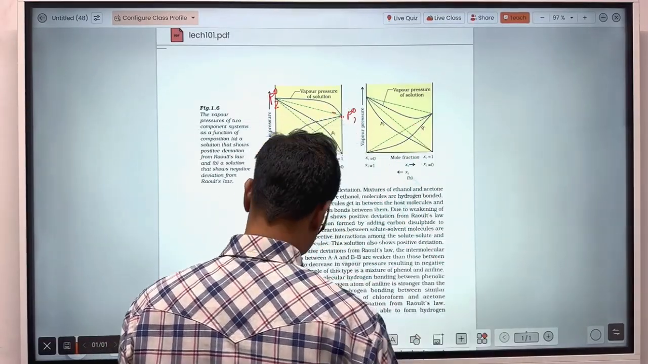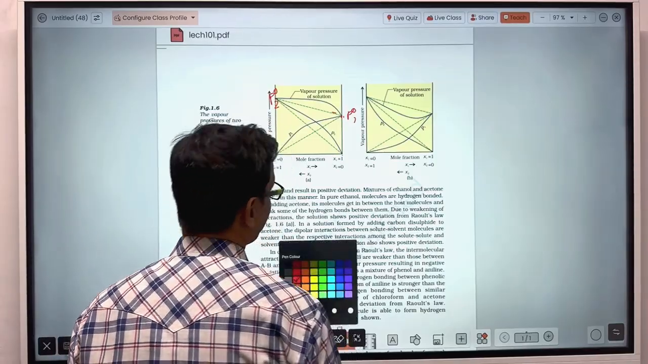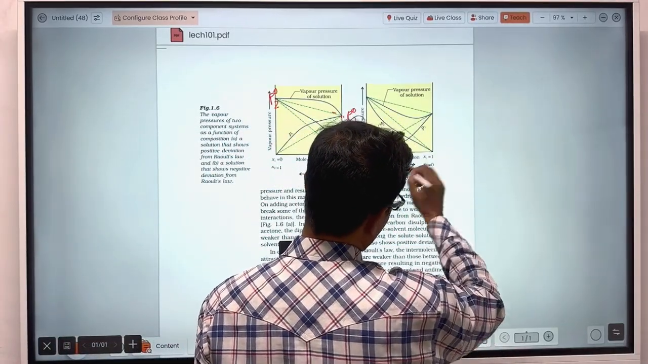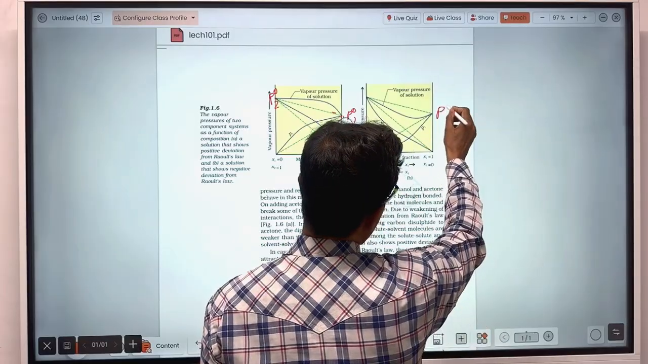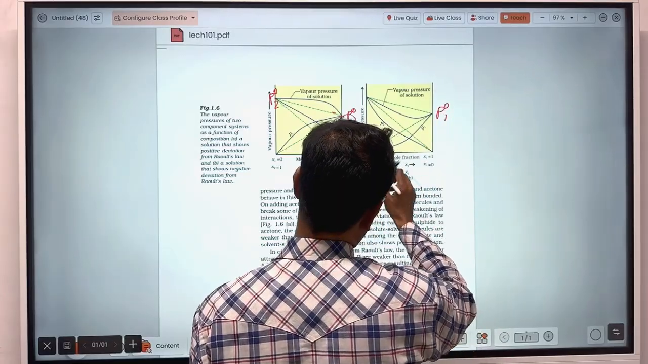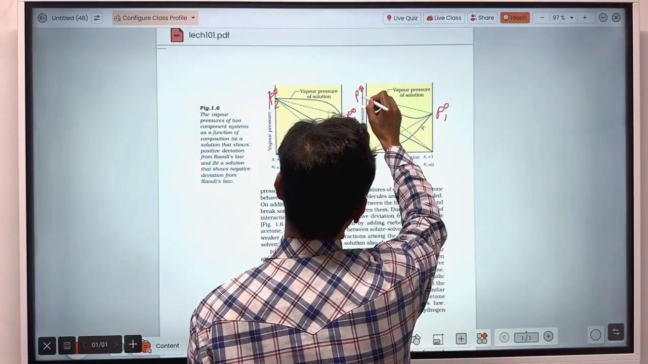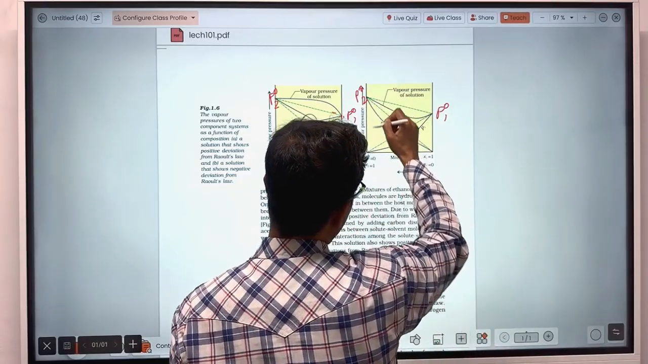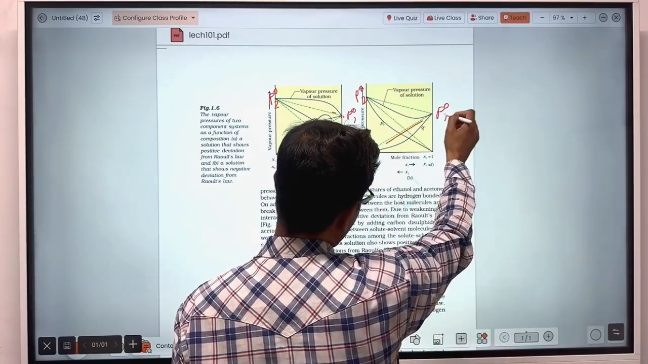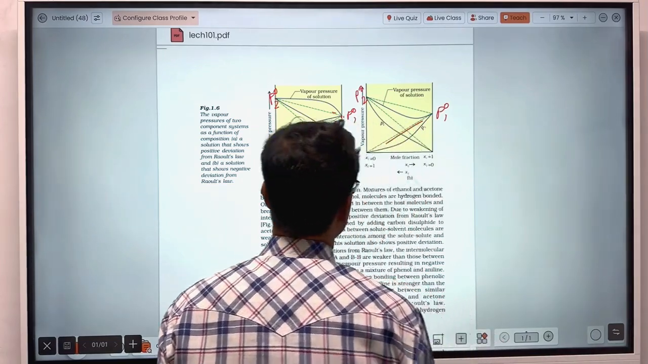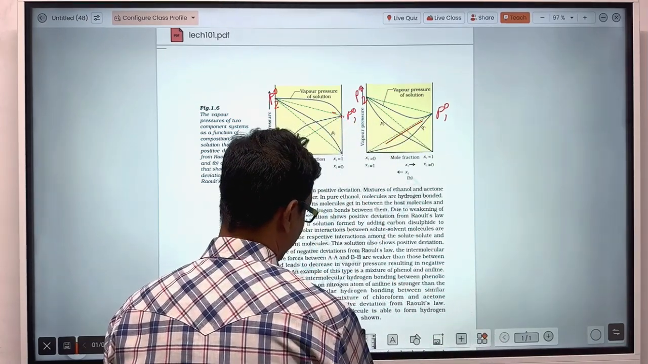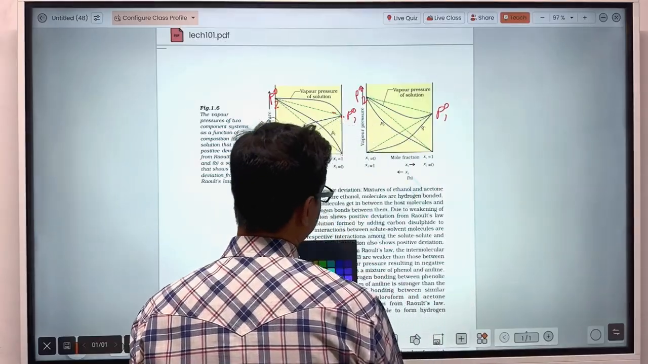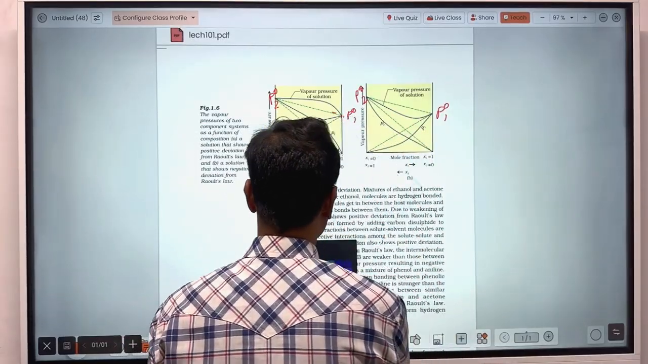Let's see this graph. This graph is about chi1 from 0 to 1. Here it will be p degree 1 and here chi2 is 1, so here it is p degree 2. And the dotted line represents the vapor pressure of liquid 1, liquid 2 as well as P total.